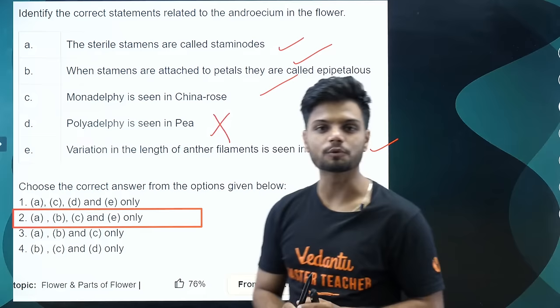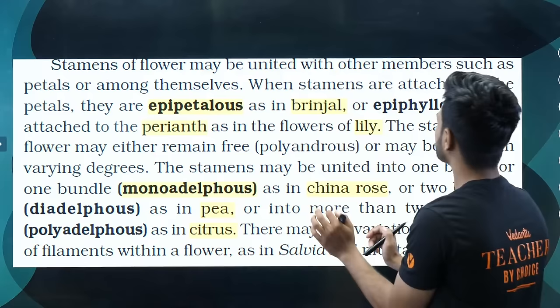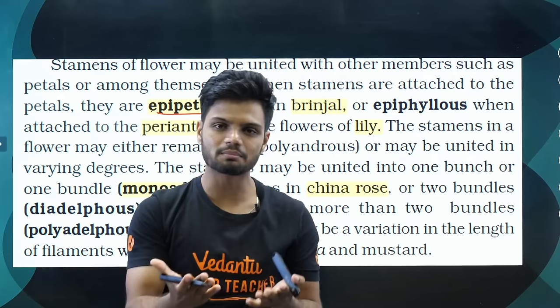Ready for the trick? Ready for the weird tricks of Basavaraj Sir? Listen to me very carefully. All of you should know epipetalous condition. In epipetalous condition, stamens are attached to the petals. This trick you don't need to remember. Only one is there. Brinjal is there.